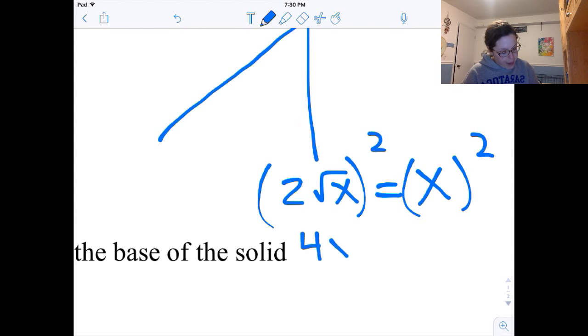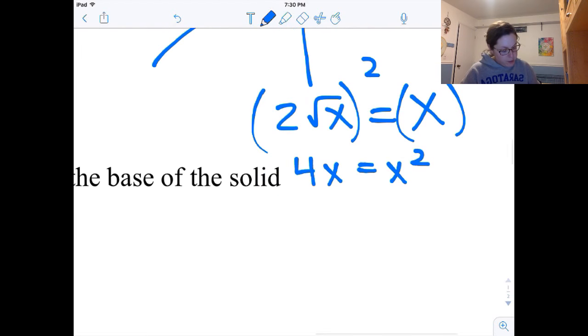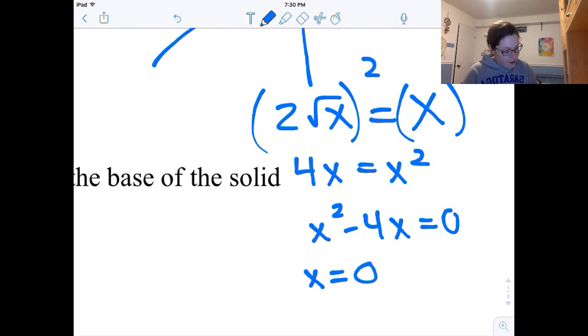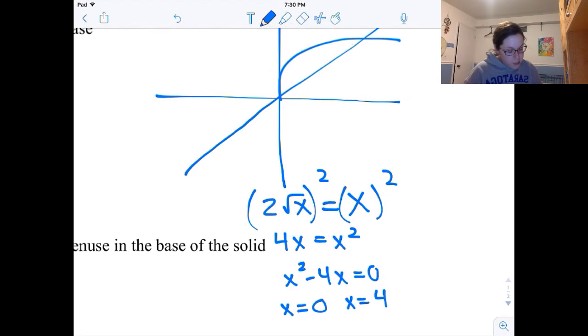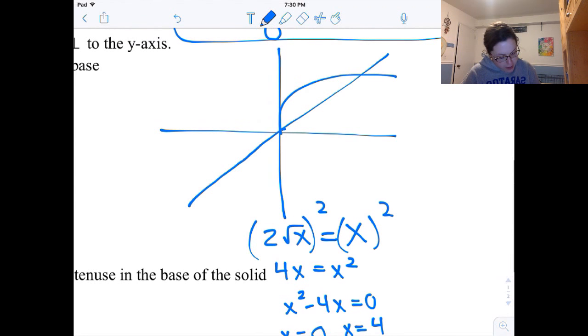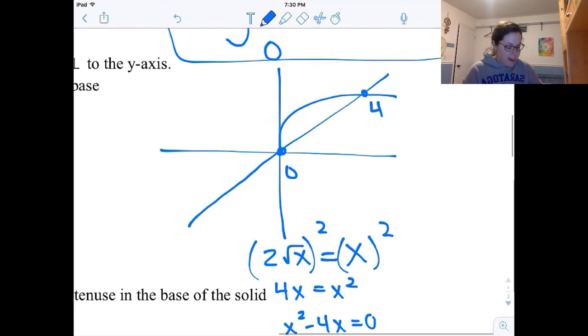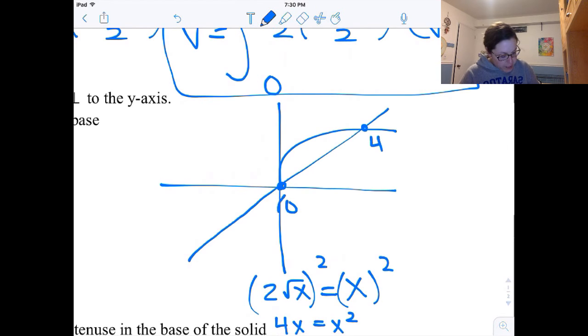So this would be 4x equals x squared. So I would get x squared minus 4x equals 0, x equals 0, and x equals 4. Okay, so my intersections of this region are at x equals 0 and x equals 4. One thing I would encourage you guys to do is figure out the actual coordinates there, because it's going to make your life easier. So that's (0, 0), and that's (4, 4).